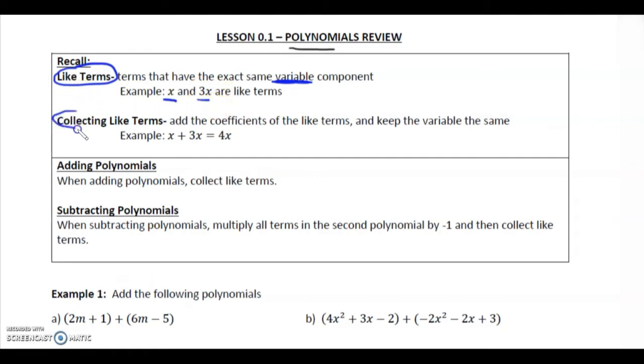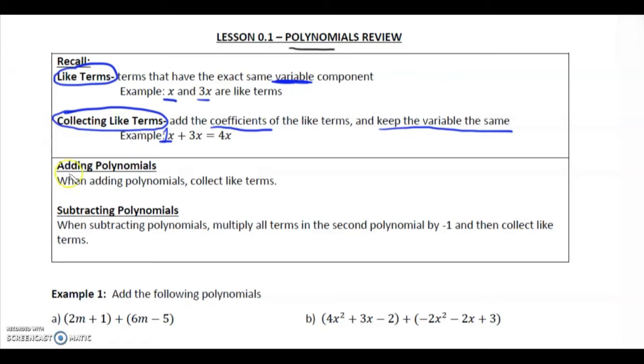Okay, so when we collect like terms, what we're actually doing is adding or subtracting only the coefficients of the like terms. We're going to keep the variable the same. Following up with this example, x plus 3x is going to be 4x, right? Because the coefficient of x, if you can't see it, is just 1. And then 3, so we're technically doing 1 plus 3 equals 4.